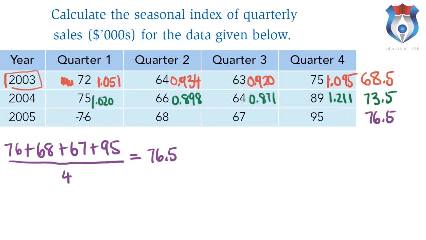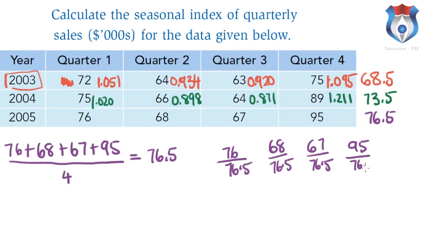Now, to determine these yearly proportions, I want to divide the actual piece of information by that yearly average. So 76 divided by 76.5, 68 divided by 76.5, 67 divided by 76.5, and 95 divided by 76.5. And I can tell that this one will be slightly less than 1 because 76 is just less than 76.5. This will be less than 1 because 68 is less than 76.5. This will be less than 1. And this will be 1 point something because 95 is greater than 76.5. Those are the figures I get, so I'll fill those in here for my yearly proportions.